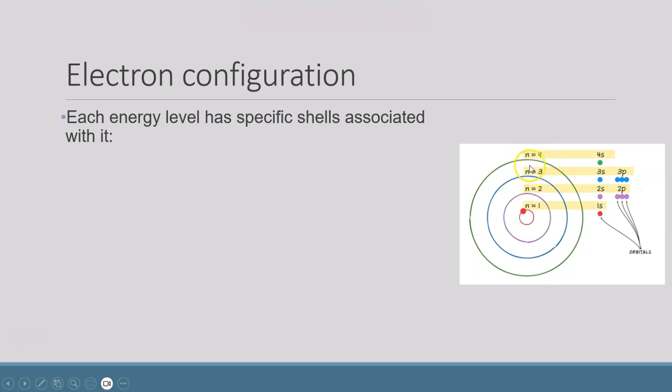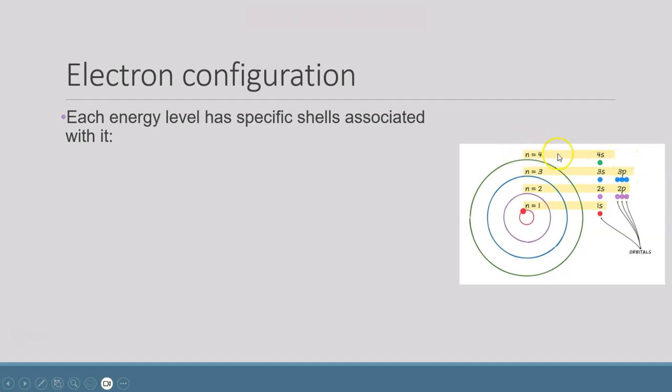The exact same thing applies to the third energy level. It has an S shell and a P shell. We call it 3s and 3p because it is in the third energy level. The S shell can hold 2 electrons. The P shell can hold 6. 6 plus 2 makes 8. A maximum of 8 electrons can be held by the third energy level.